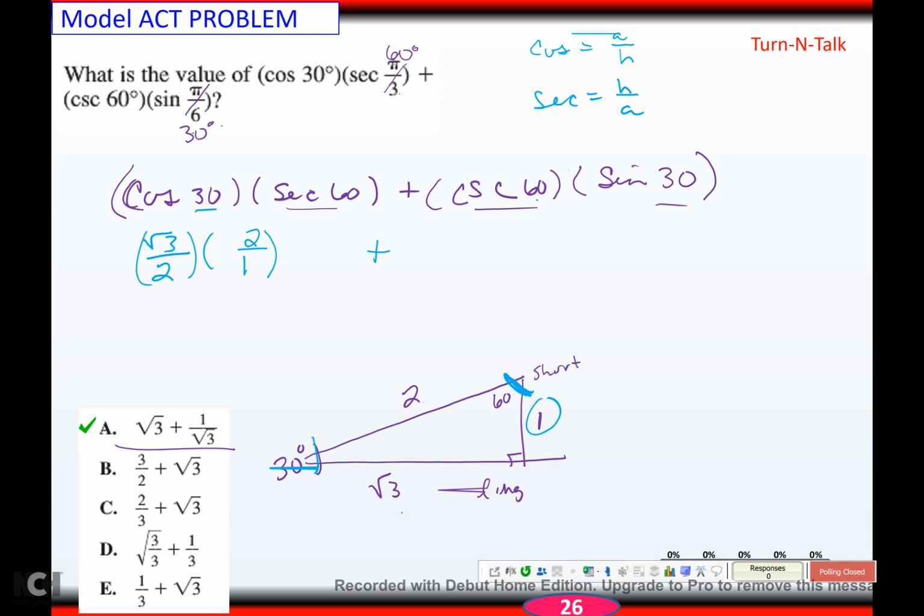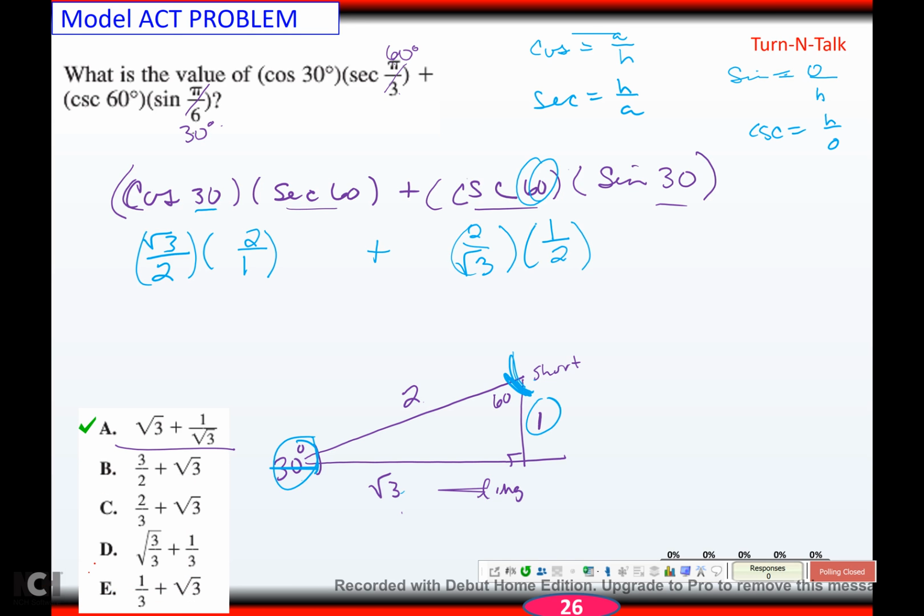Okay, cosecant of 60, again, I'm up here. And if sine is opposite over hypotenuse, then cosecant is hypotenuse over opposite. So if I'm standing at the 60 and I'm doing cosecant, then I take the hypotenuse over the opposite, which is the square root of 3. Now I'm going to do sine 30. So now I'm standing down here, and sine would be opposite, which is 1, over hypotenuse, which is 2. Okay, so I got all that done.